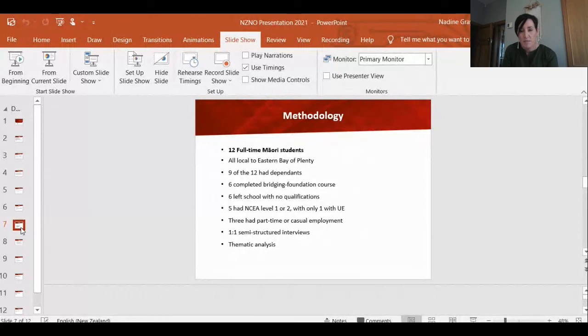And half of the participants in this research had done the Bridging Foundation program to gain entry into the degree. 3 had part-time or casual employment, and all others were receiving some kind of financial student benefit to support them through the course. All of them were living local to Whakatane, or the surrounding rural areas.